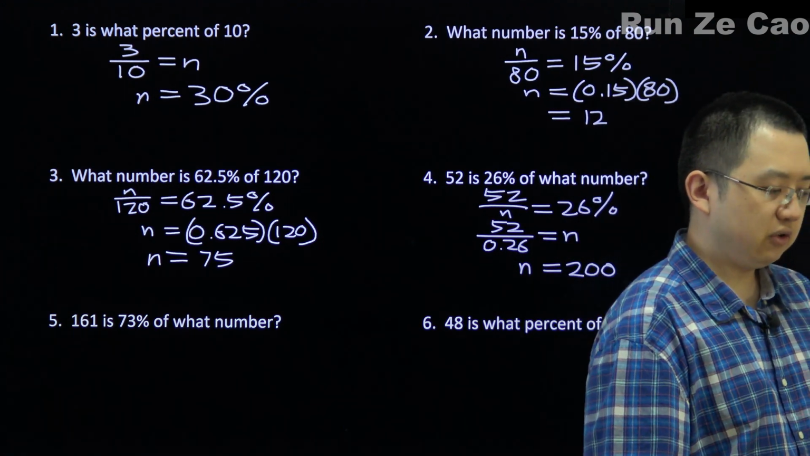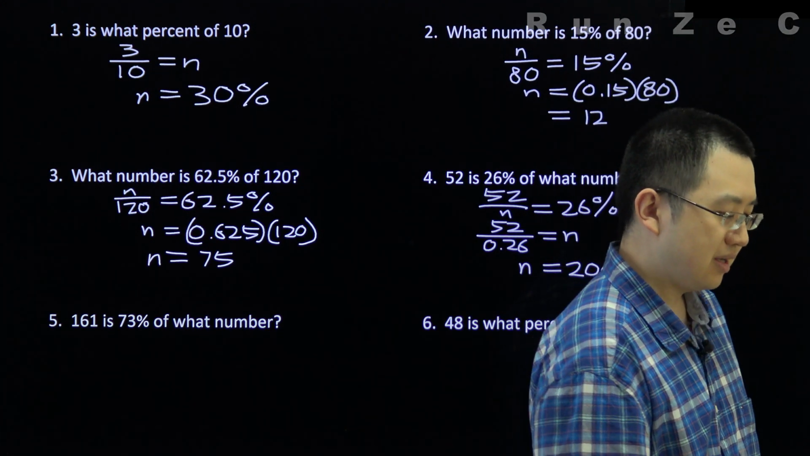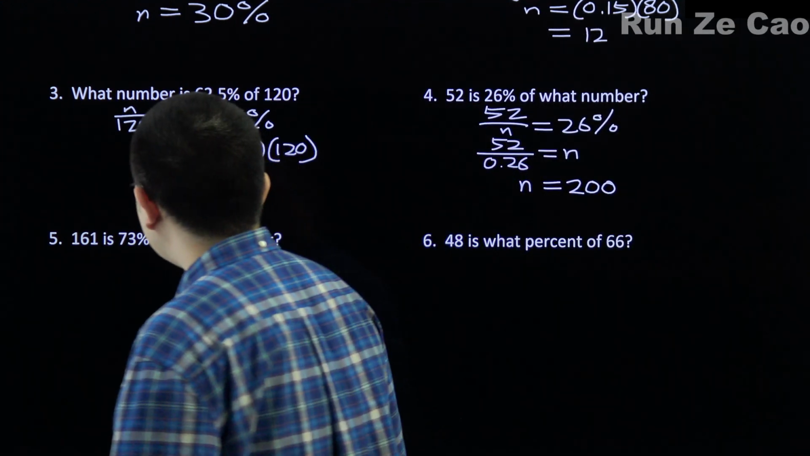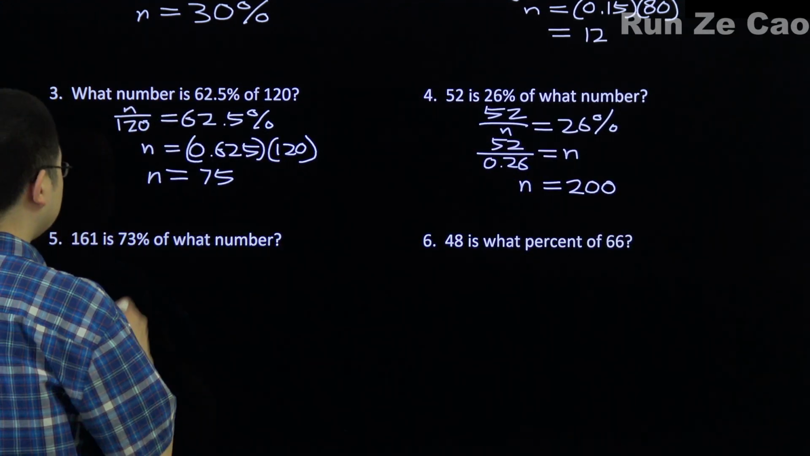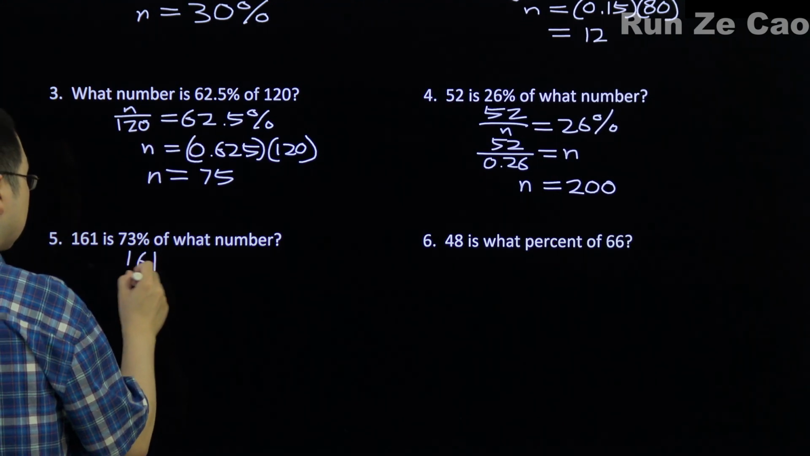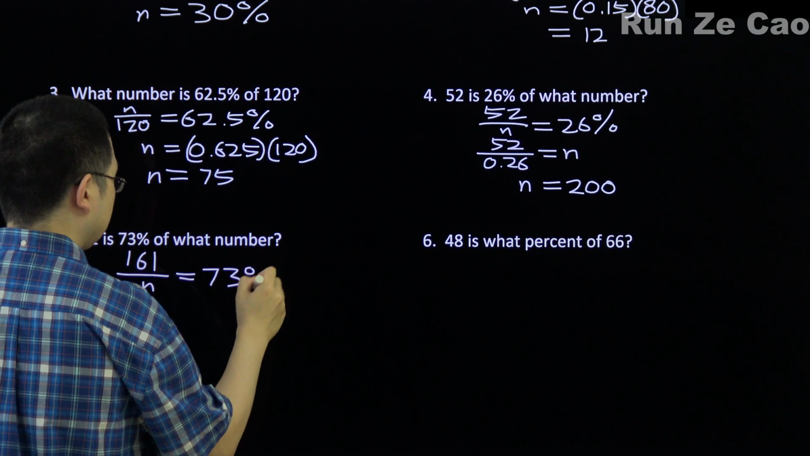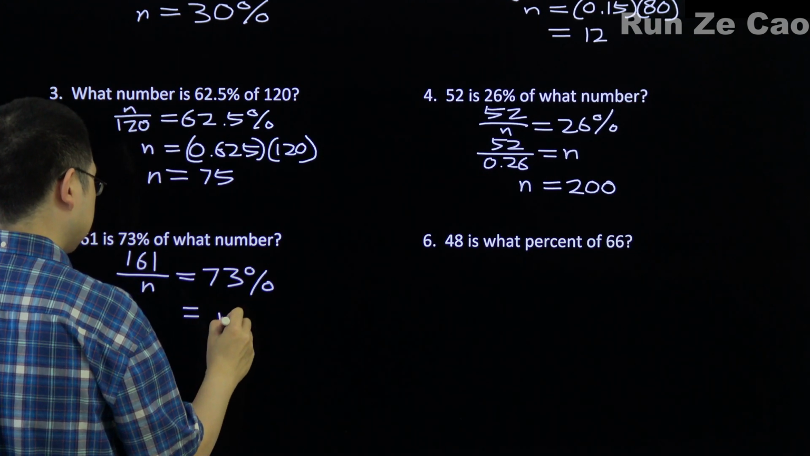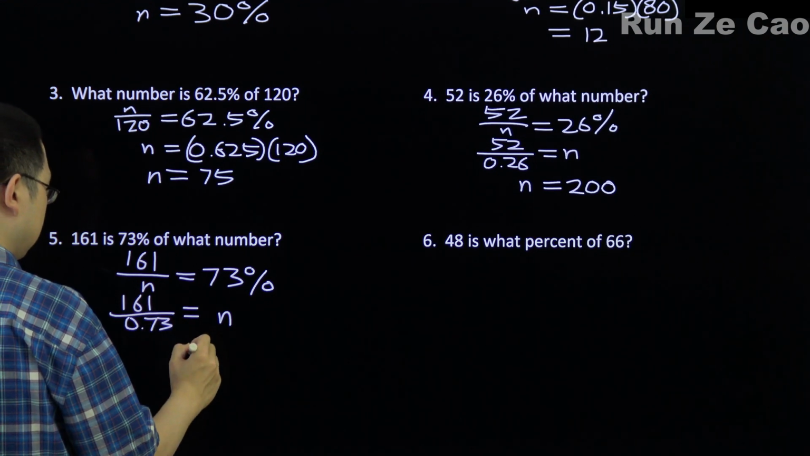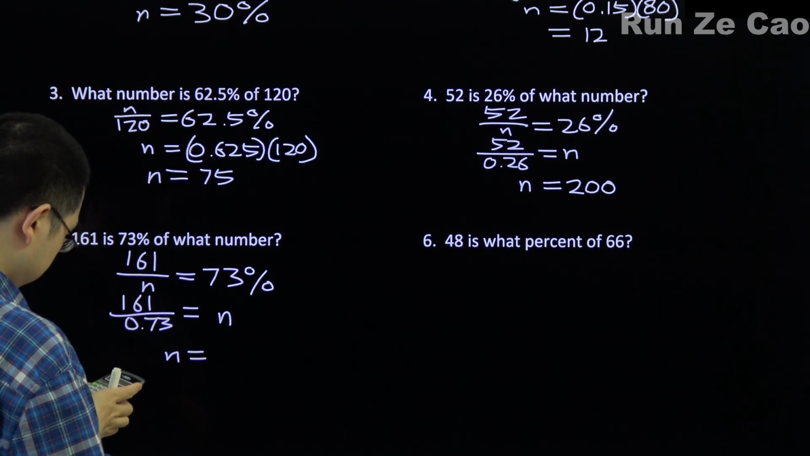Yeah, given that 52 is 2 times 26, this is a number that you could have solved without much formulaic work. On the other hand, 161 is 73% of what number? This is a bit more awkward. This, yeah, you should probably use a calculator for. 161 over n equals 73%. And that means n is equal to 161 over 0.73.